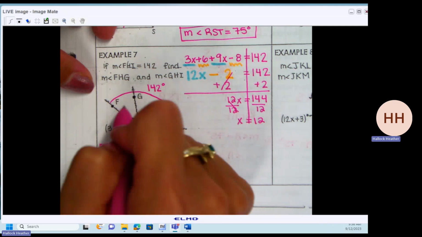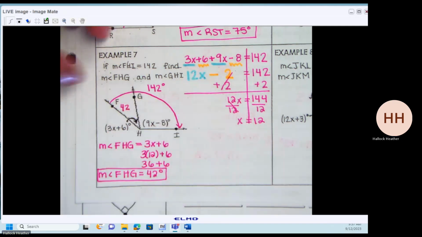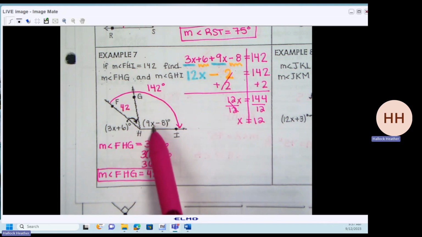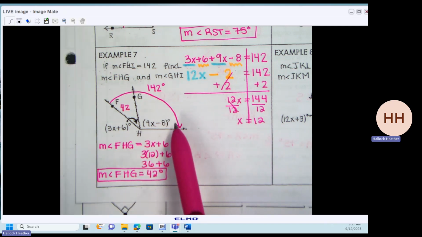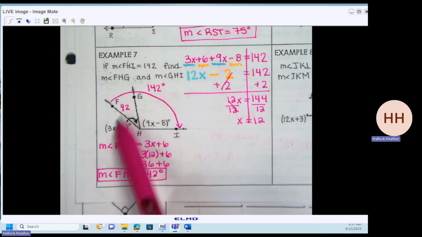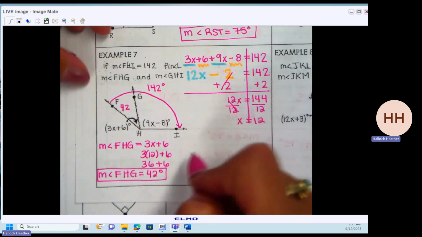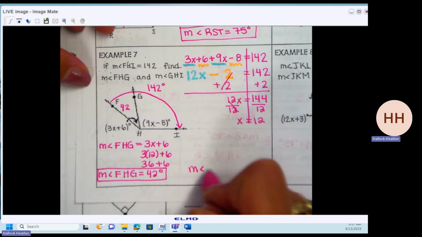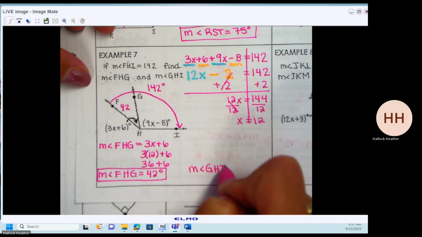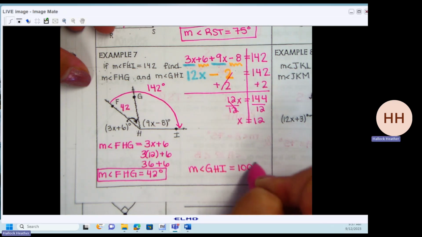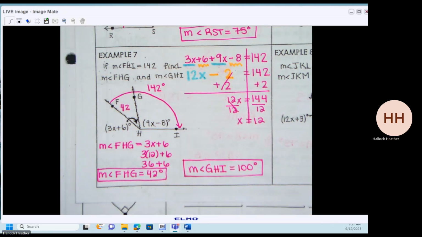If this little angle is 42, what would the other angle be if the whole thing is 142? 100. So yes, you could take 12 and plug it into 9 times 12, subtract 8. You would get 100. Or you can think, I know the whole thing is 142. I know now this little angle is 42. So this has to be 100. So I could just write my answer as the measure of angle GHI equals 100 because I used my brain and I just subtracted 42 from 142 and got 100.